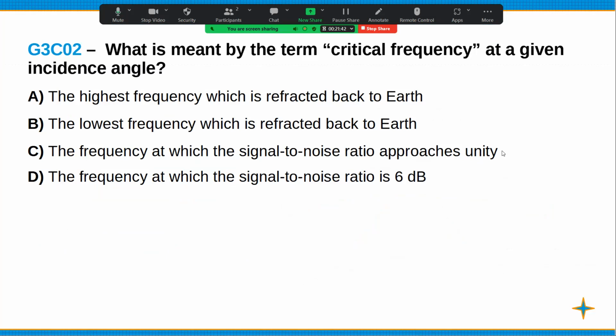What is meant by the term critical frequency at a given incident angle? Highest frequency refracted back to Earth. Right. For a given angle.